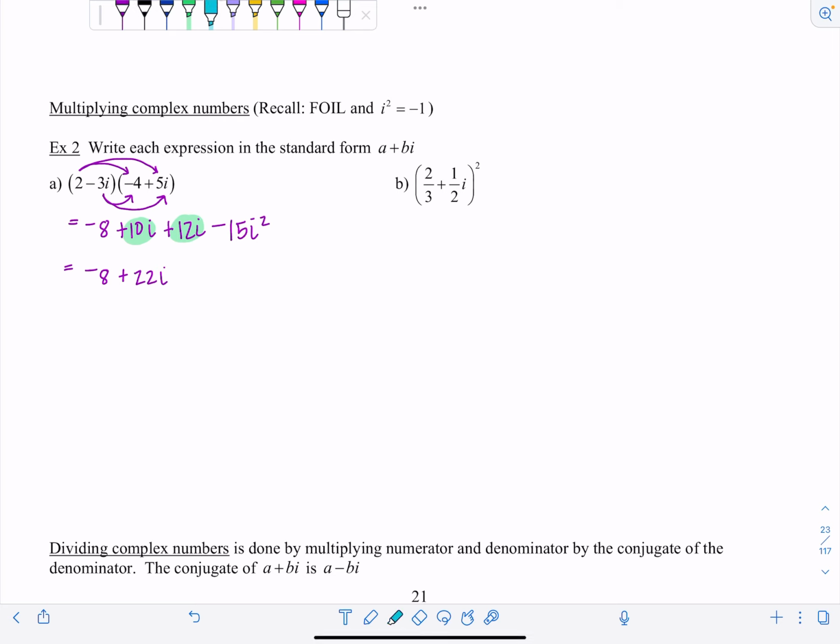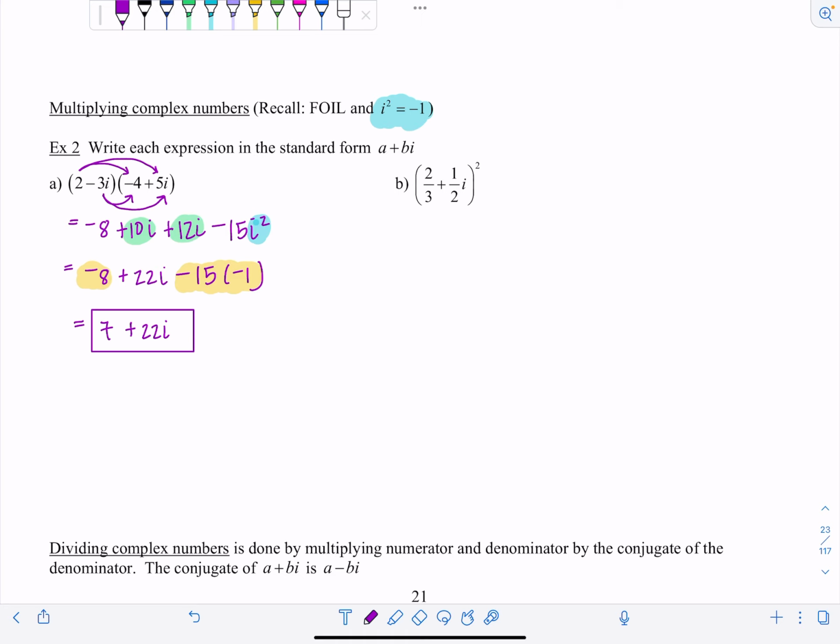And then as the little reminder stated, i squared is equal to -1. So I'm going to replace that i squared with -1. Now I have -15 times -1. Well, that really just gives me a positive 15, yes? So positive 15 and -8, that's going to be positive 7 plus 22i. Okay, again, the real part has to be first. Normally, yes, it's true, addition is commutative, but it would not be correct to write 22i plus 7 because that's not in standard form.